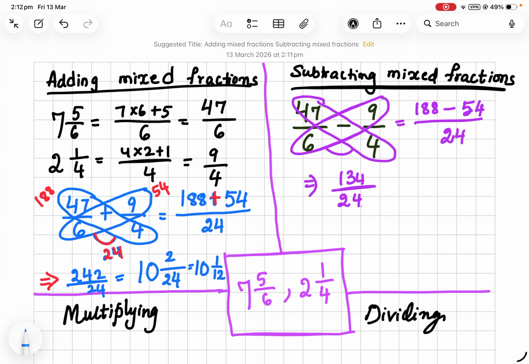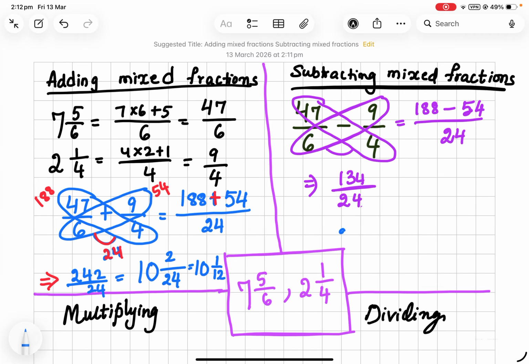So 134 divided by 24, you will end up with a mixed fraction here. We can do long division and try to solve this, or roughly it would be like 5.5, somewhere around there.